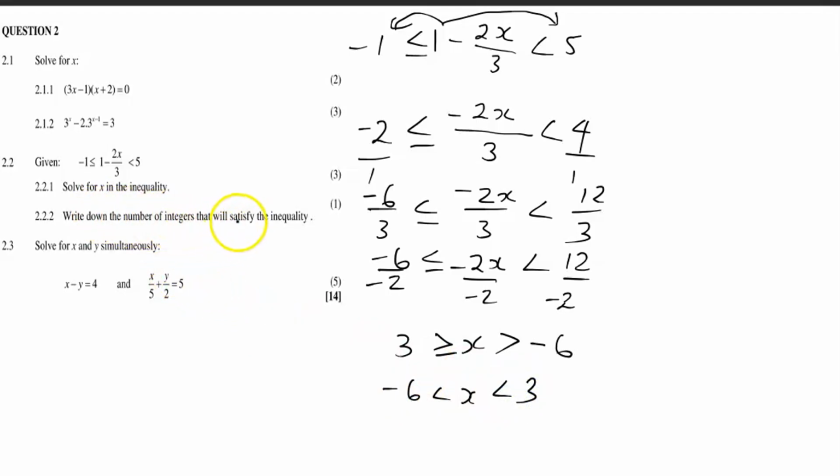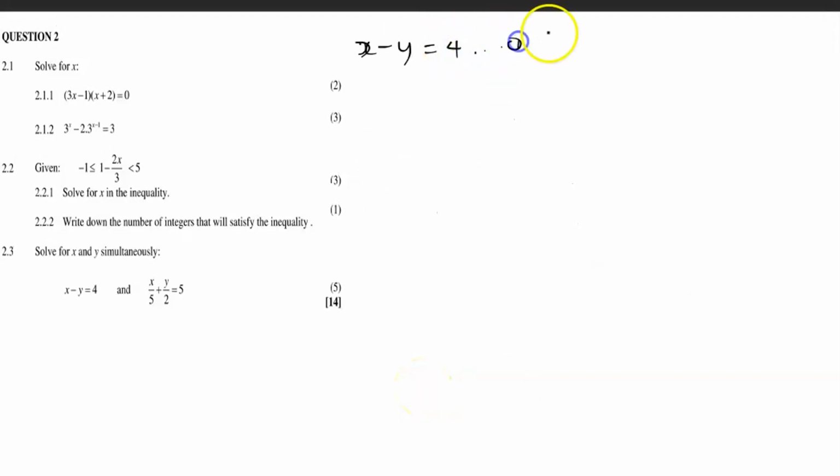And then write down the number of integers that will satisfy the inequality. So x is greater than negative 6, it's negative 5, negative 4, negative 3, negative 2, negative 1, 0, 1, 2. But now you cannot include the 3 because it's not greater or equal to. You don't include the negative 6. So it's 1, 2, 3, 4, 5, 6, 7, 8, 9. So it's going to be 9 here. 9 integers satisfy the inequality. 4. That's our equation 1.